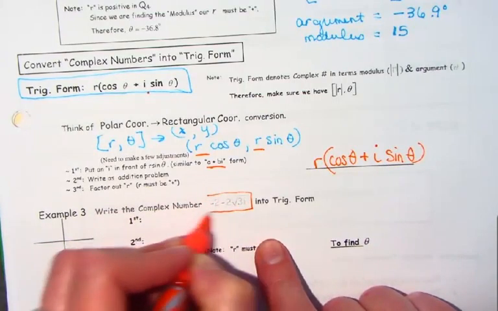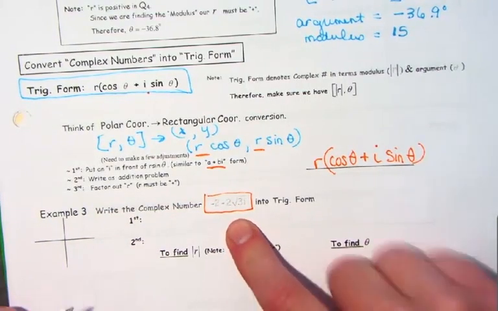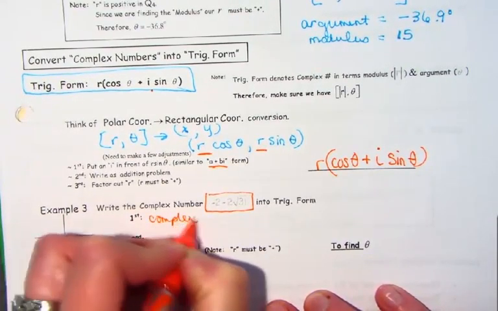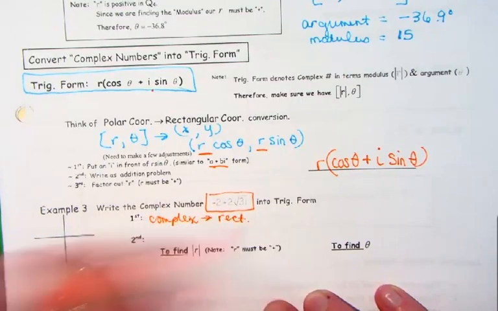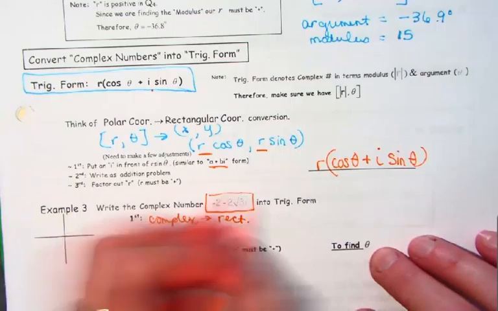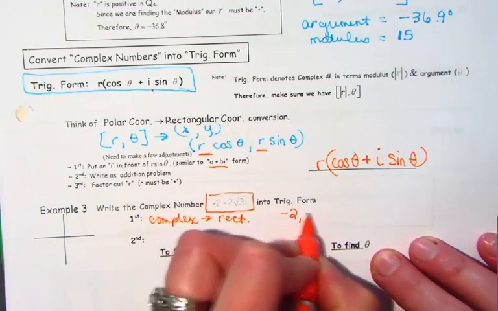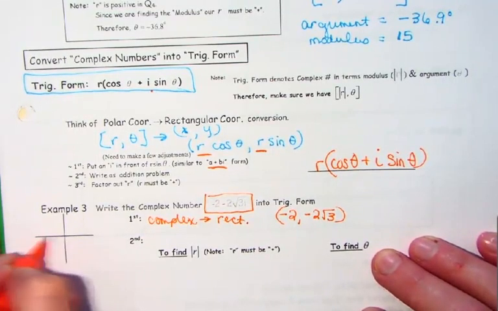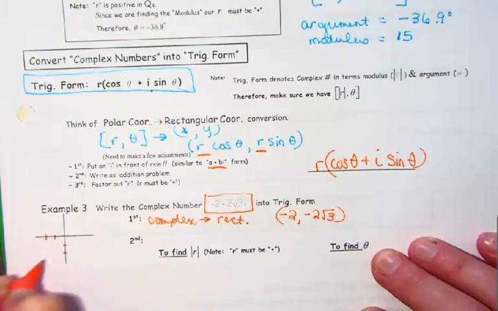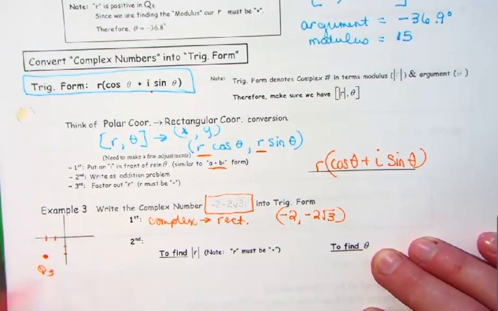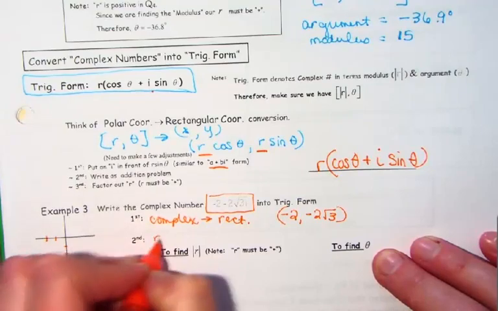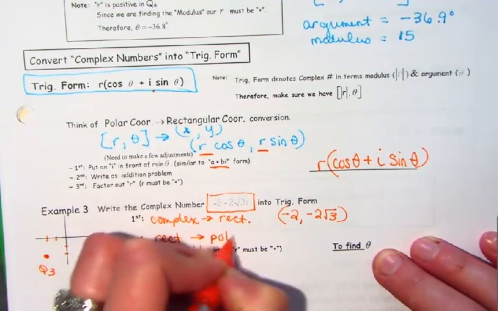We have a complex number, -2 minus 2 root 3. We want to go into trig form. First, we go from complex to rectangular. -2 comma -2 root 3. We're somewhere down in quadrant 3. Our next thing is to go from rectangular into polar.